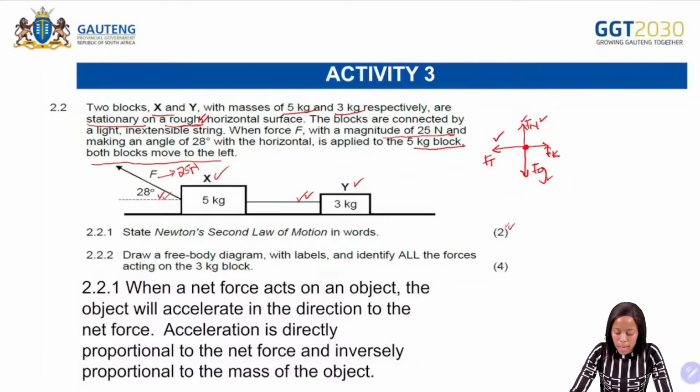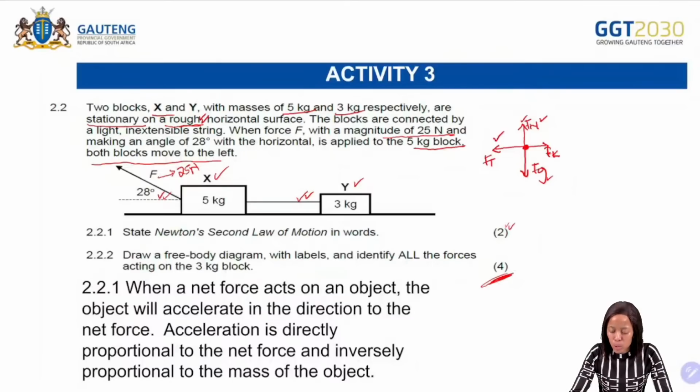Of the mark allocation. So normally if it's 4 marks, then we know that we need to provide how many forces? 4 forces. If it's 3 marks, then we need to provide 3 forces. If it's 5 marks, then we need to provide 5 forces. So very, very, very important. Let us look at the mark allocation.